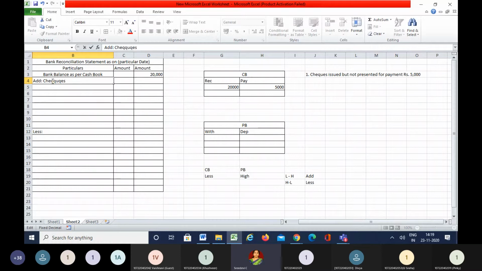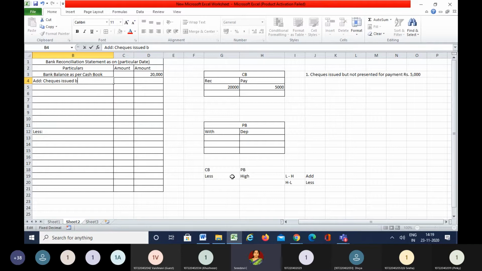As I told you also, there will be various reasons for which the checks sometimes may not be presented for payment. So what do you mean by checks issued but not presented for payment? For example, I have issued a check to Kushveer, 5,000 rupees. He has to go to the bank and withdraw the money, but he still didn't go to the bank and present the check. That is the meaning of this: checks issued but not presented for payment.